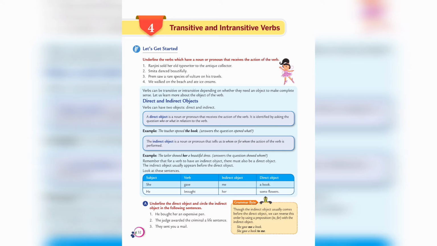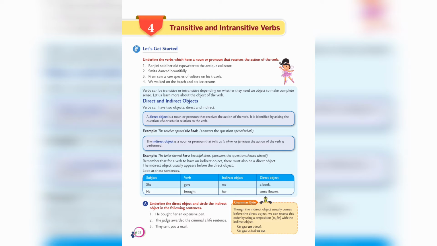Grammar bite. Though the indirect object usually comes before the direct object, we can reverse this order by using a preposition, to, for, with the indirect object. She gave me a book. She gave a book to me.